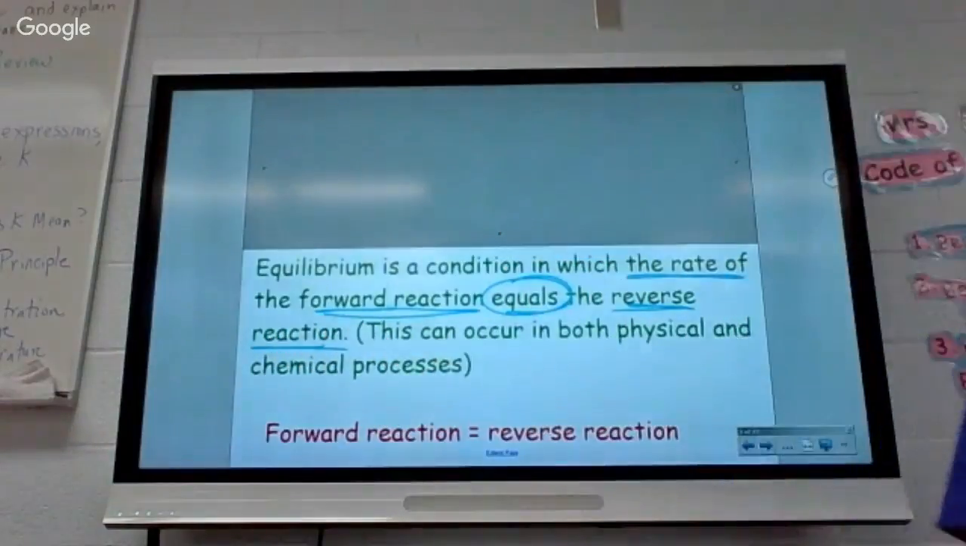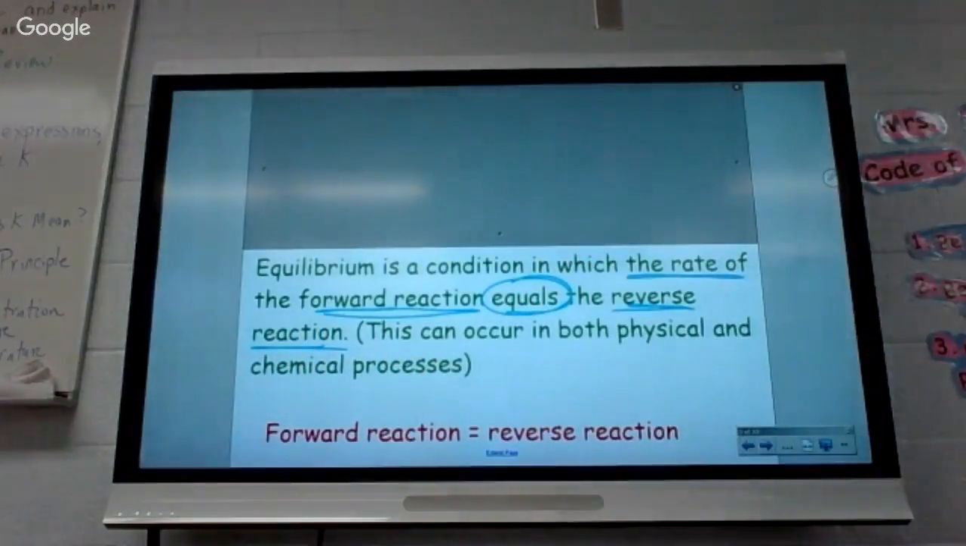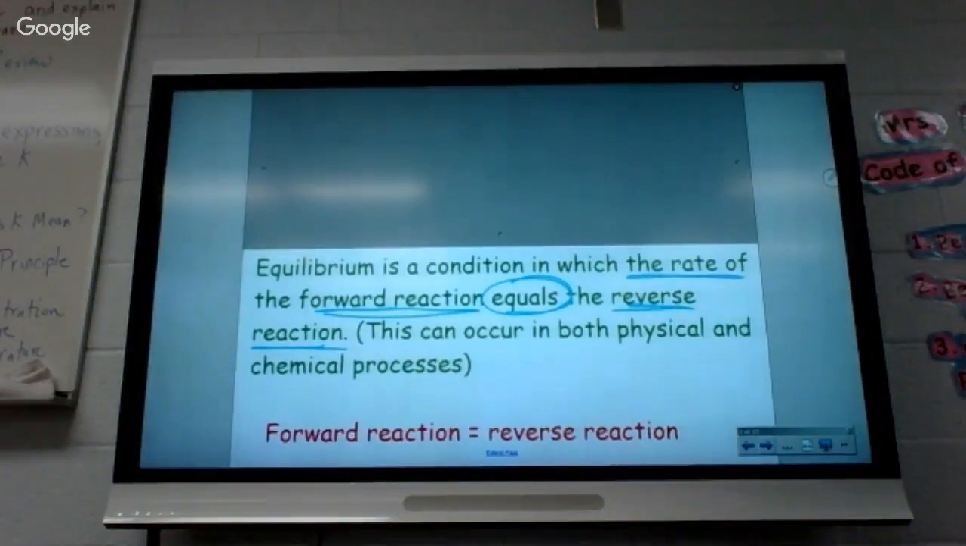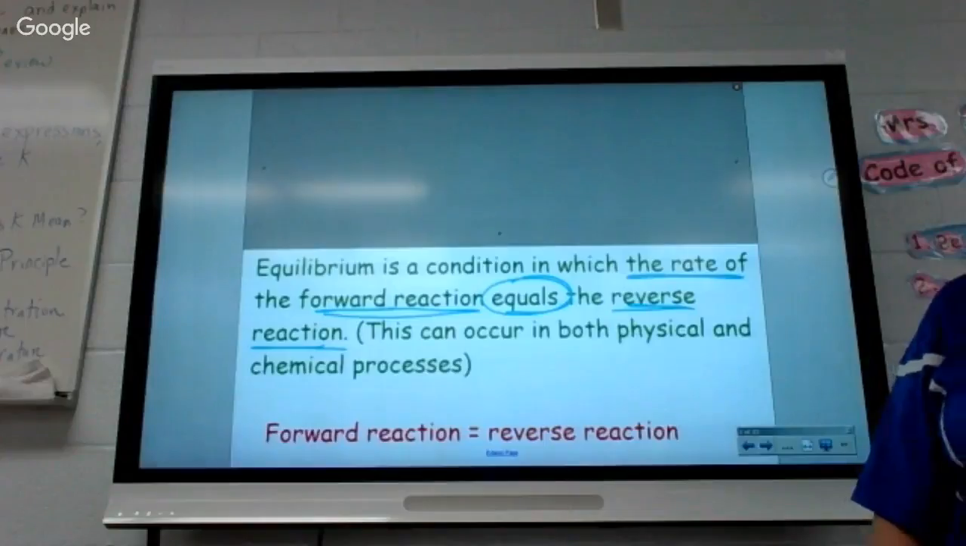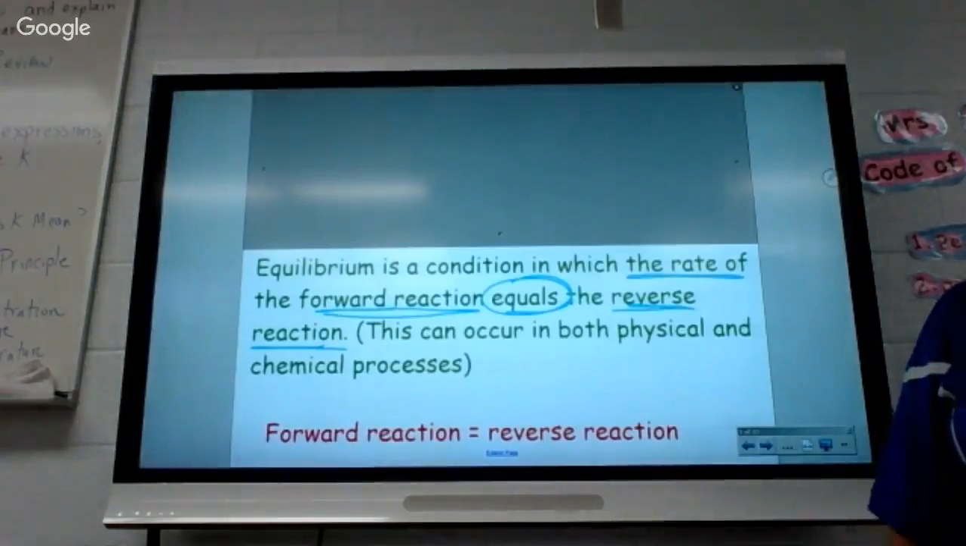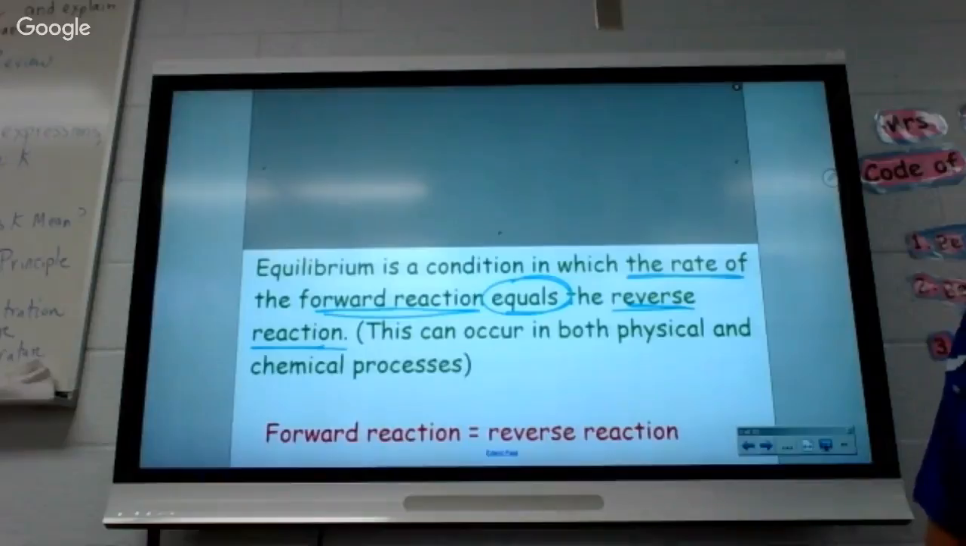Now, when I say the forward reaction, you two need to stop talking too. That doesn't just apply to Betts, Bay, and Salma.